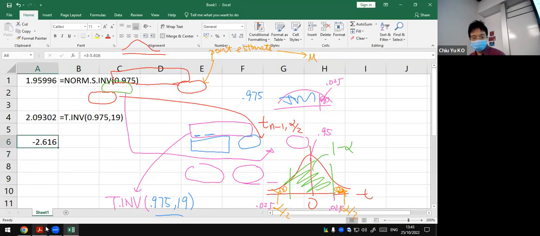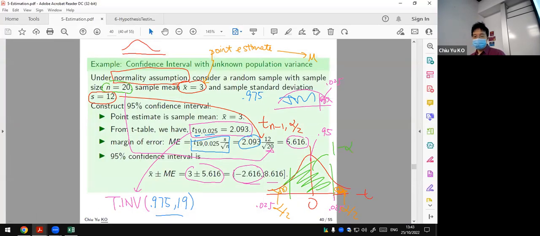Oh, man, that's all right. Sorry, there's no problem with the slide. So that's correct. So that is what we have: negative 2.616, and this is the right answer here. Is it okay that I erase this slide? Okay, so let me erase this one.